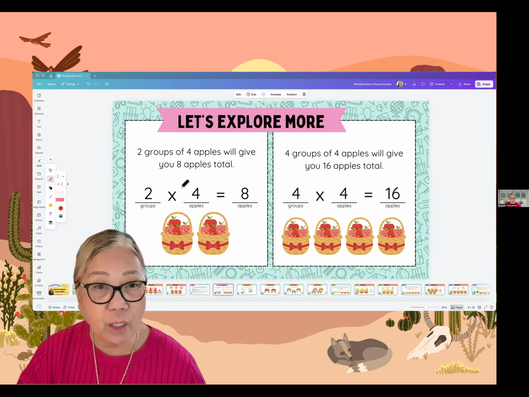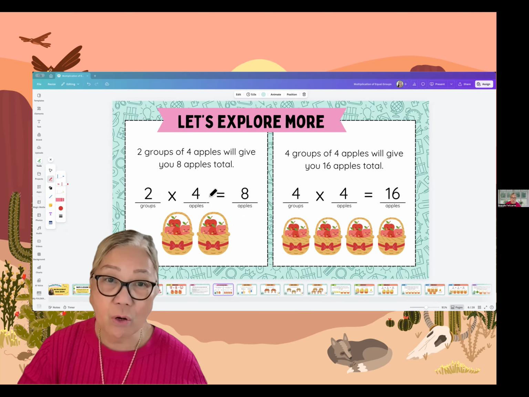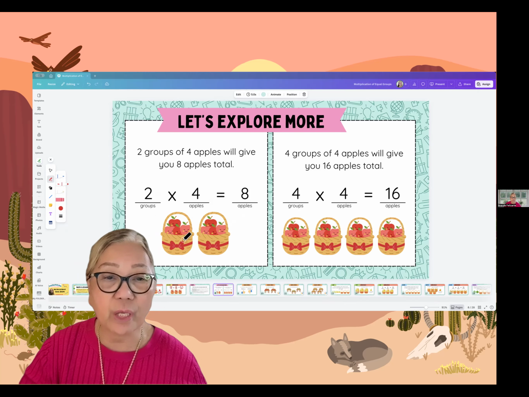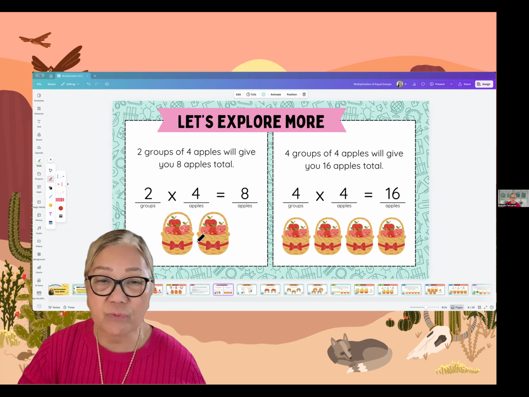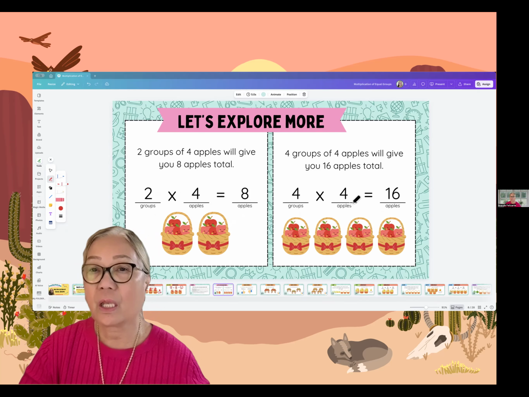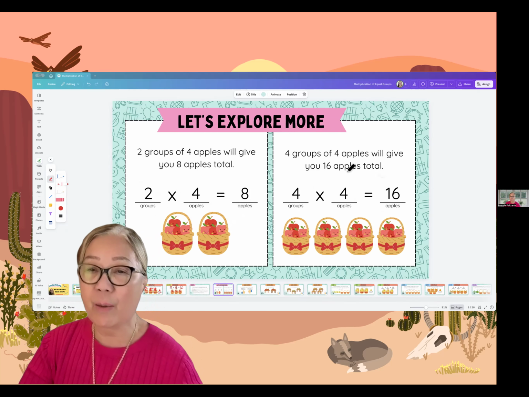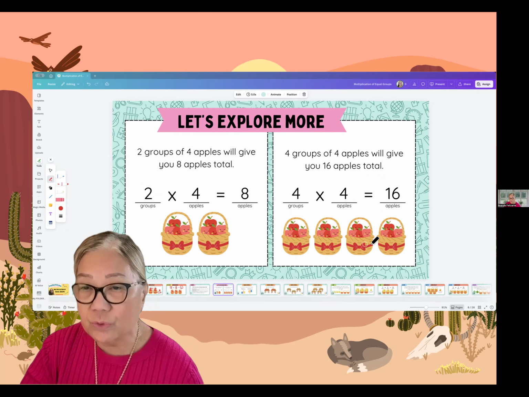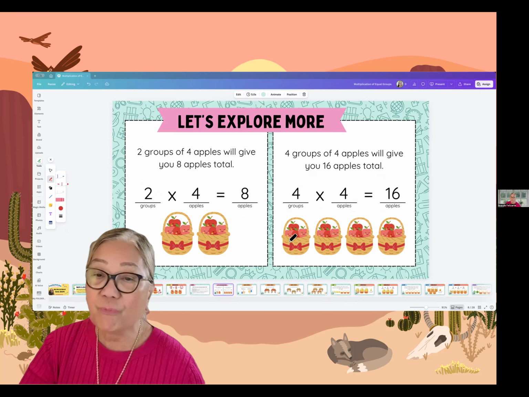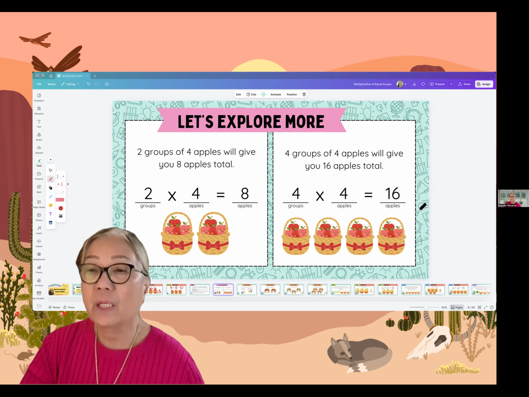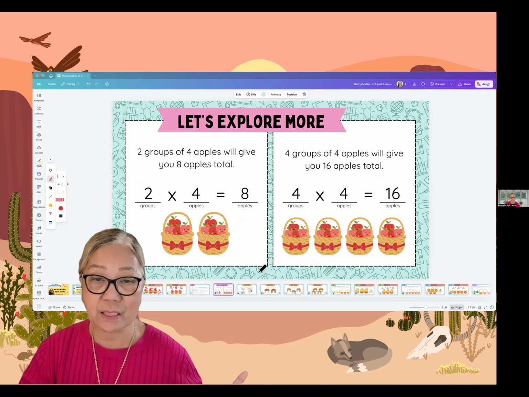2 groups of 4 apples is equal to 8, even if you count 1, 2, 3, 4, 5, 6, 7, 8. 4 groups of 4 apples, that is 1, 2, 3, 4 groups of 4 apples in each one, is equal to 16. It's just that easy.